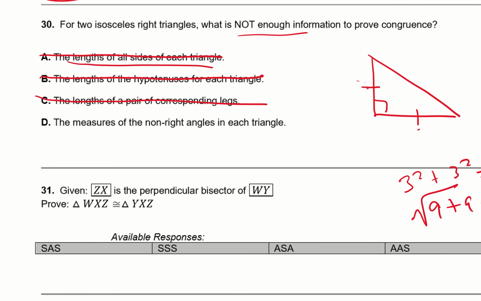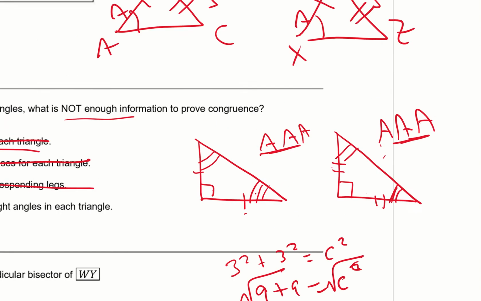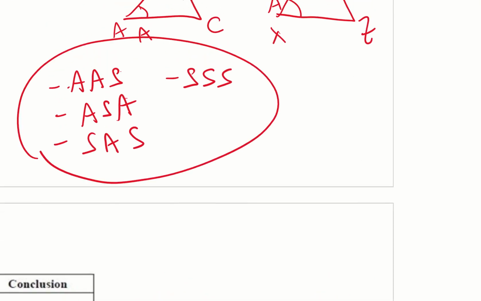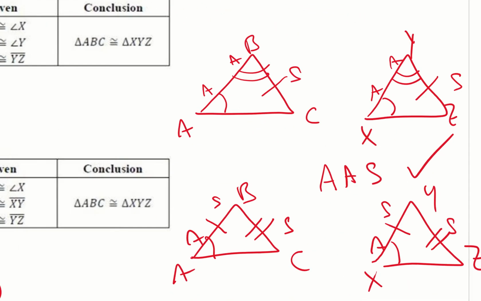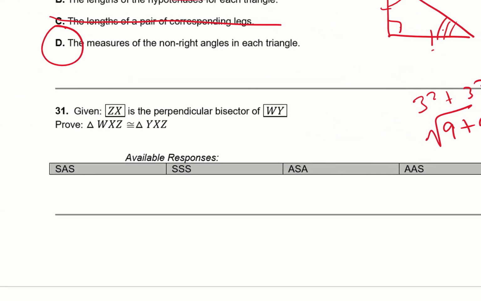The measures of the non-right angles in each triangle. So if we knew all the angles in the triangle, so if we knew these angles, well then this would be, in this case, angle, angle, angle. And that would not be enough information to determine that they're congruent. Remember that the only 4 congruence criteria that we can use to establish that two triangles are congruent are these, which does not include angle, angle, angle. So this has to be the right response.